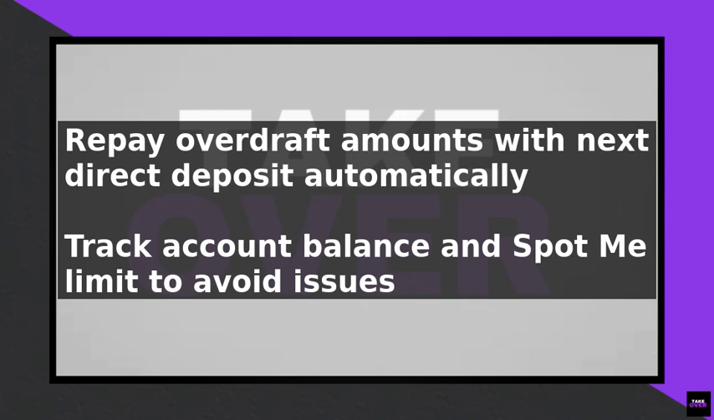In summary, using SpotMe on Chime is a straightforward process that requires you to activate the feature, check your SpotMe limit, and use it for transactions that exceed your available balance. By following these steps and best practices, you can use SpotMe to avoid overdraft fees and manage your finances more effectively.